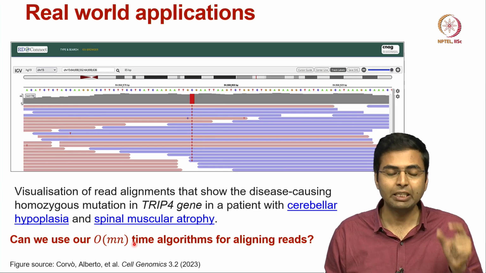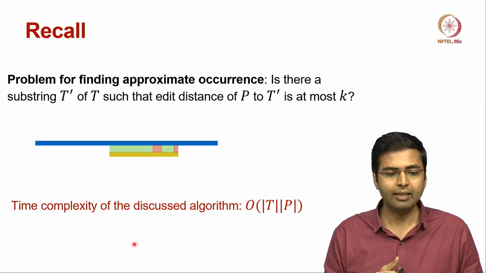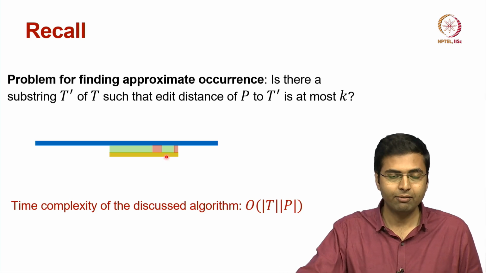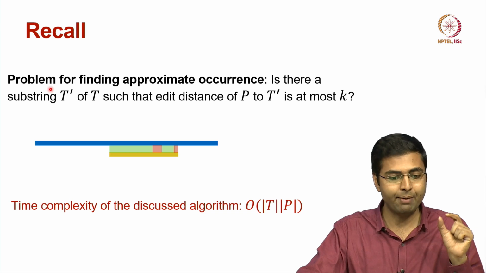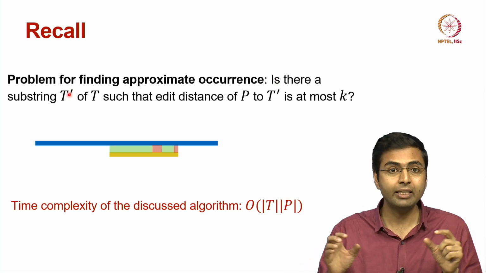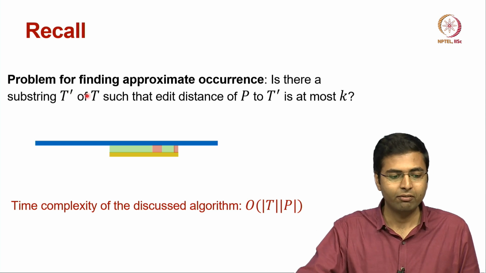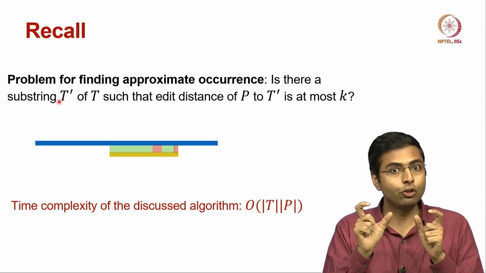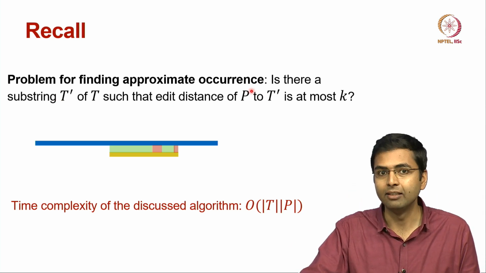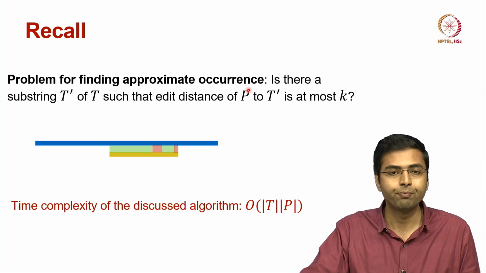So, to give a specific example, let us consider the Genome India project. Before we discuss that, remember that in approximate pattern matching, we are solving the problem: is there a substring T' of T? You can imagine that T is the reference genome. So, I am looking for a region inside the reference genome that has small edit distance with my given read, which I am calling pattern P.